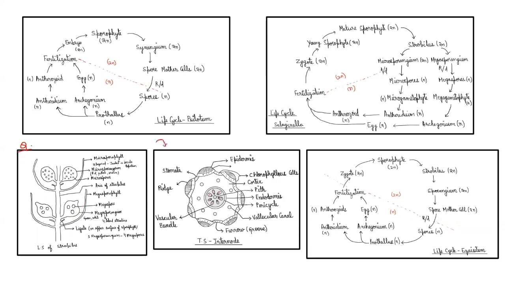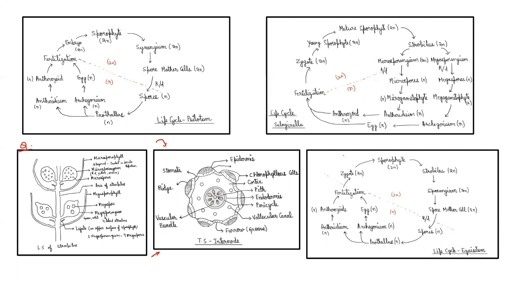Then we talk about the internode of Equisetum, which is important. So you should be knowing about the ridges and the furrows, and opposite the ridges are present the vascular bundles, then the carinal canals and the vallecular canals. The vallecular canals are present just below the furrows. So these are the different details that you should be knowing about. So TS of internode of the Equisetum is quite important.